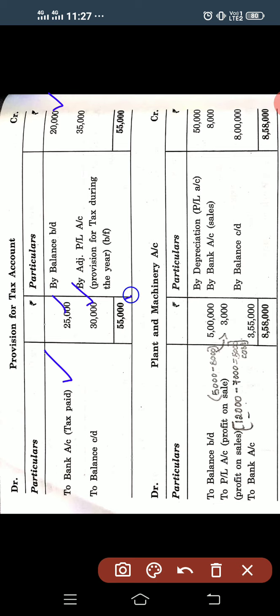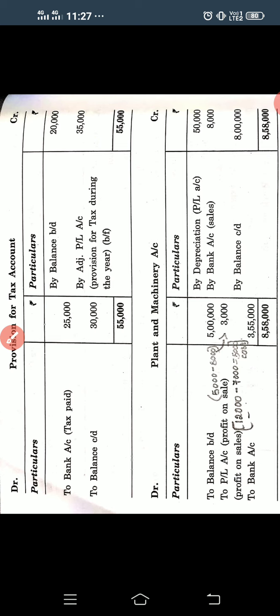Now we have to make a total. So here it is 55,000. So here it is less. So record that 55,000 on both sides. Then 55,000 minus 20,000, you will get 35,000. So that is the balancing figure. It will go to the adjusted profit and loss account, that is provision for tax during the year. So these are the ledger accounts related to the provision for tax account.